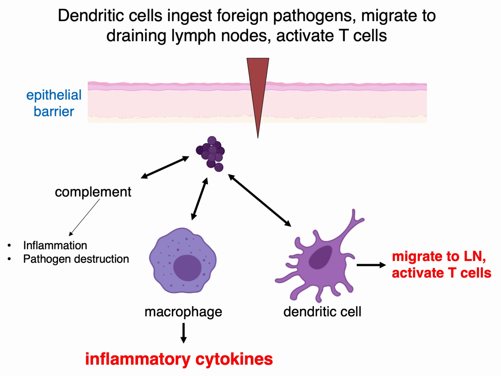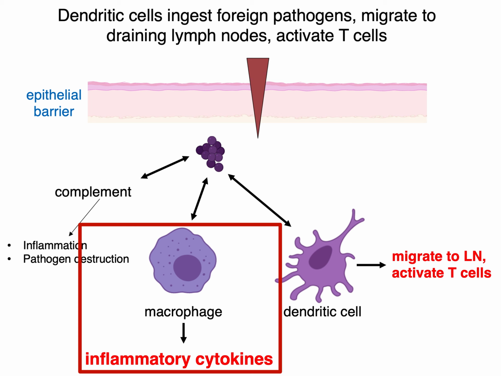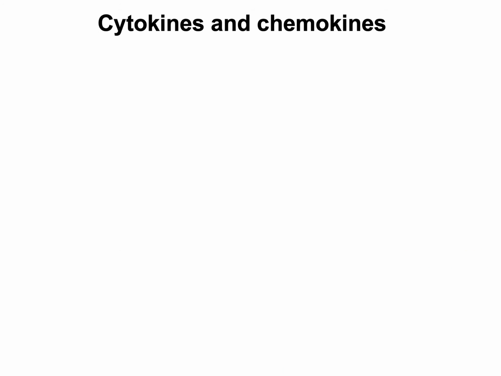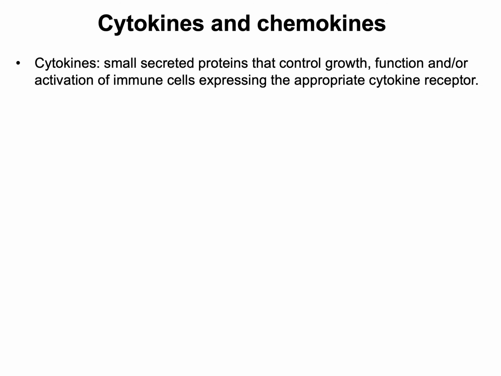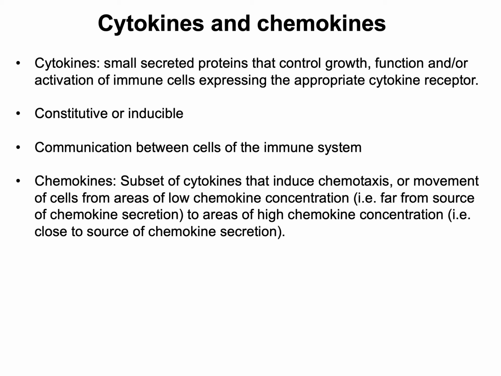Now, let's talk a little bit about the inflammatory cytokines that are produced by macrophages. So what are cytokines? Cytokines and a subclass of cytokines called chemokines are small secreted proteins. They control growth and function and activation of immune cells that express the appropriate cytokine receptor. The cytokines can be constitutively expressed or inducibly expressed. They mediate communication, and a subset of cytokines are chemokines, and these mediate chemotaxis, or movement of cells from an area of low concentration of chemokine to an area of high concentration of chemokine.